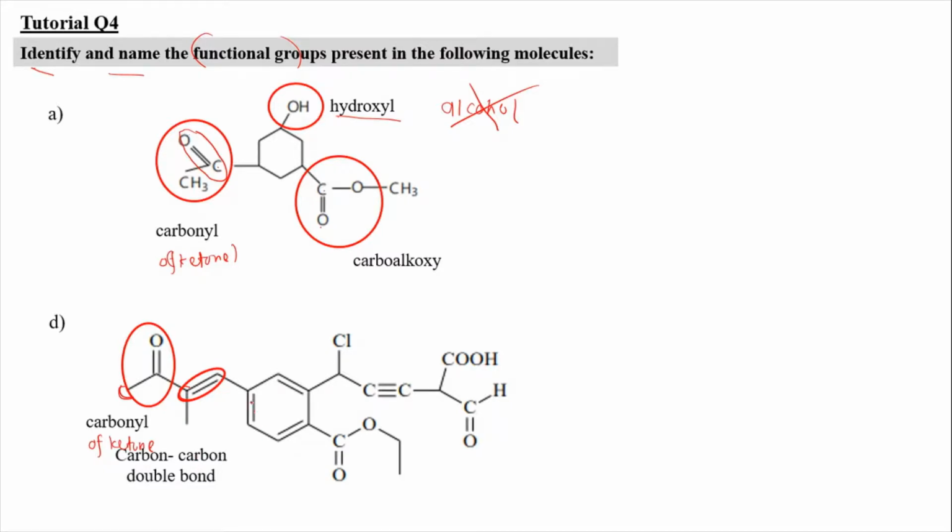Next functional group is the benzene ring here. So the aromatic here refers to the benzene ring. And then we're going to have the Cl here, which refers to the halogen group.